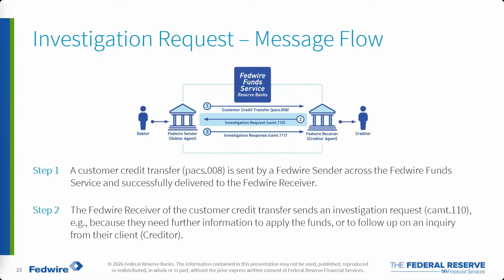Quick look at the message flow. Under step 1 in this diagram, we see that, for example, a customer credit transfer PACS.008 message was sent and processed across the Fedwire Funds Service. Step 2, highlighted in blue, is our focus here, and that is where the receiver of that funds transfer message asks the sender a question in order to process the transaction and apply the funds to the intended creditor. That message is what we will focus on now.